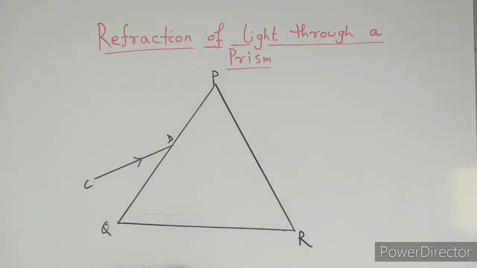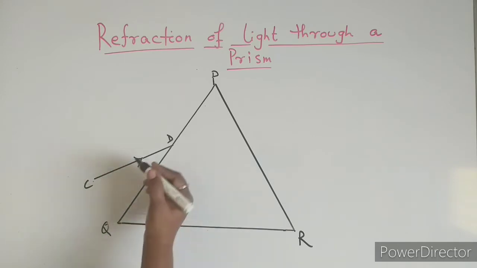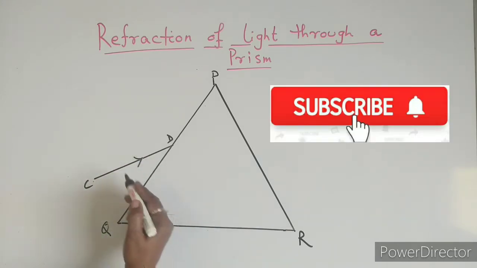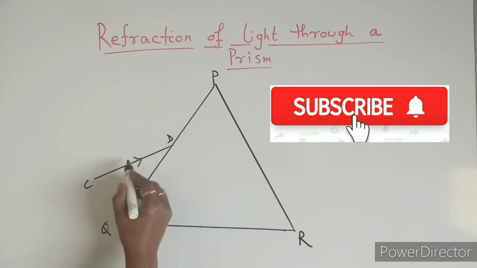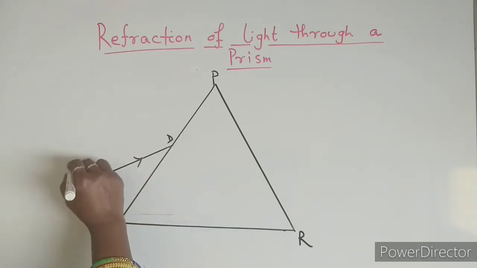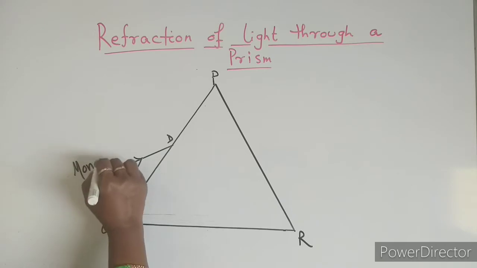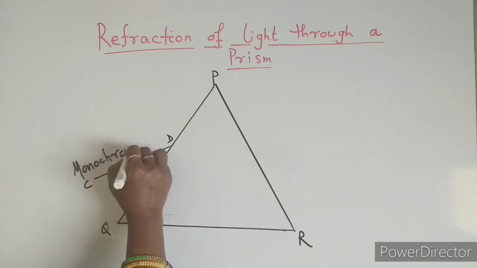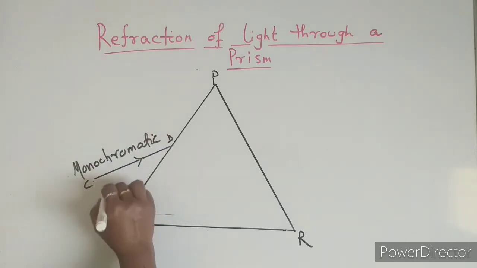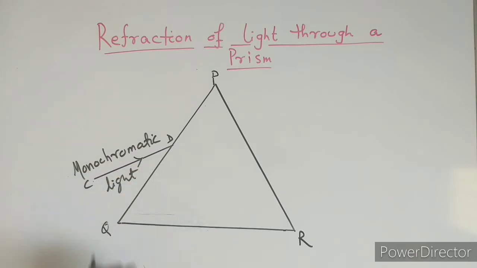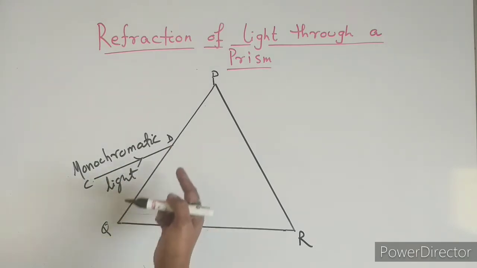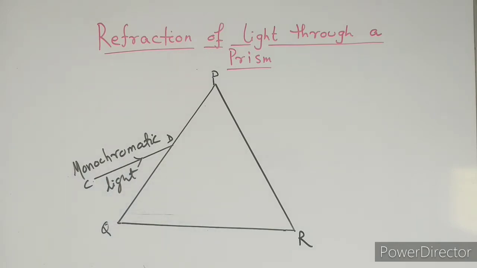refracting surface PQ. And here remember, I am taking monochromatic light. Monochromatic means single color light. CD is a monochromatic light. Light of a single color I have taken. Why have I not taken polychromatic or white light?